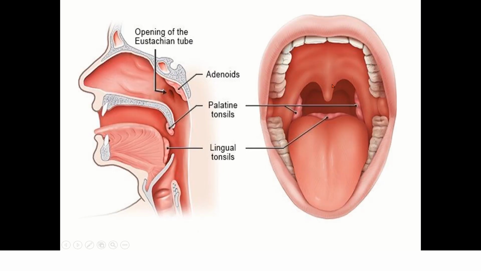So you can see here. This is the fauces. You can see this is the palatoglossal arch. This is the palatopharyngeal arch. So you can see here, this is the palatine tonsil in the tonsillar fossa, and this is the lingual tonsil in the posterior third of the tongue. You can see here adenoids on the roof of the nasopharynx.